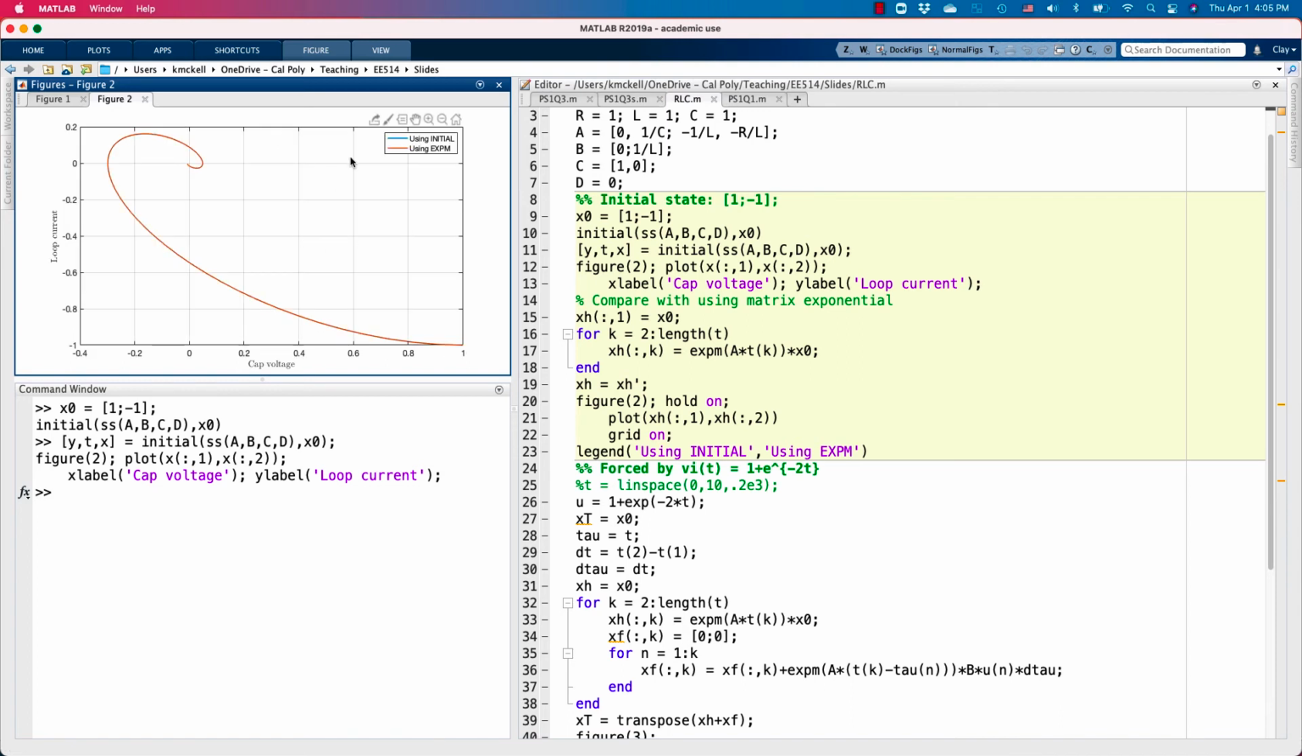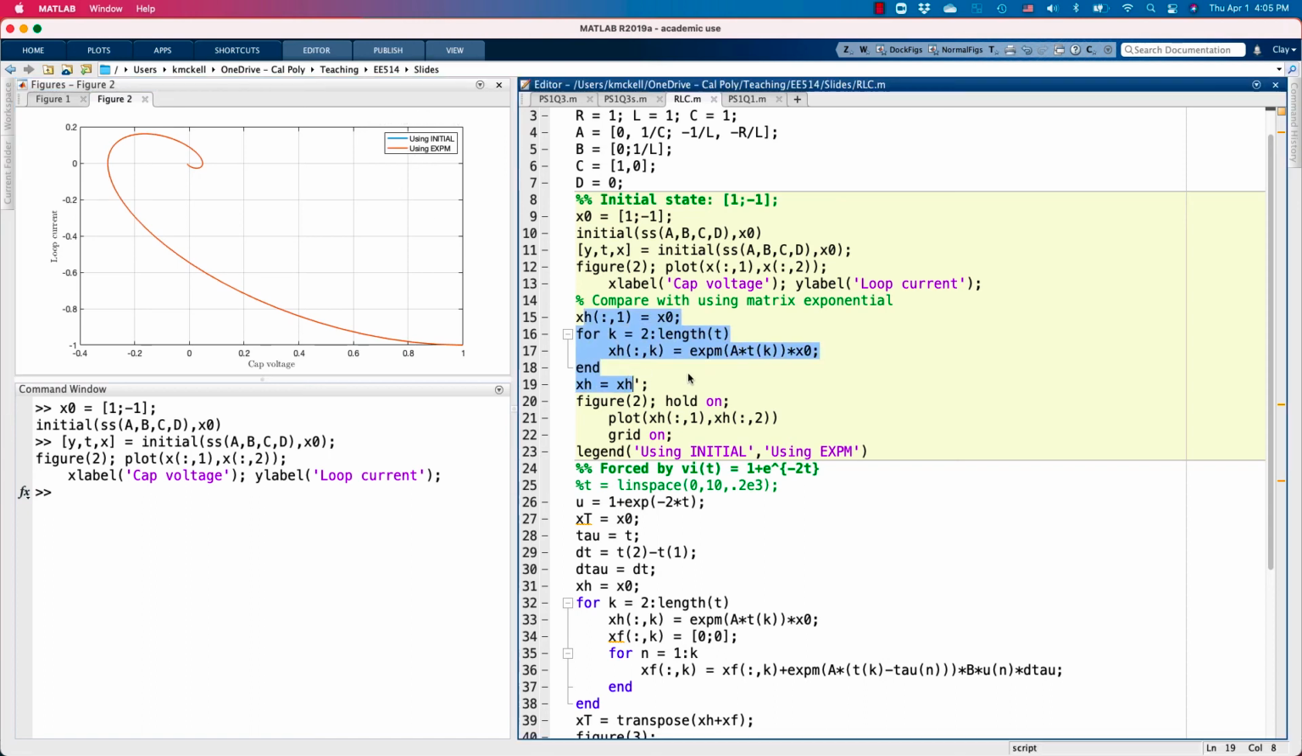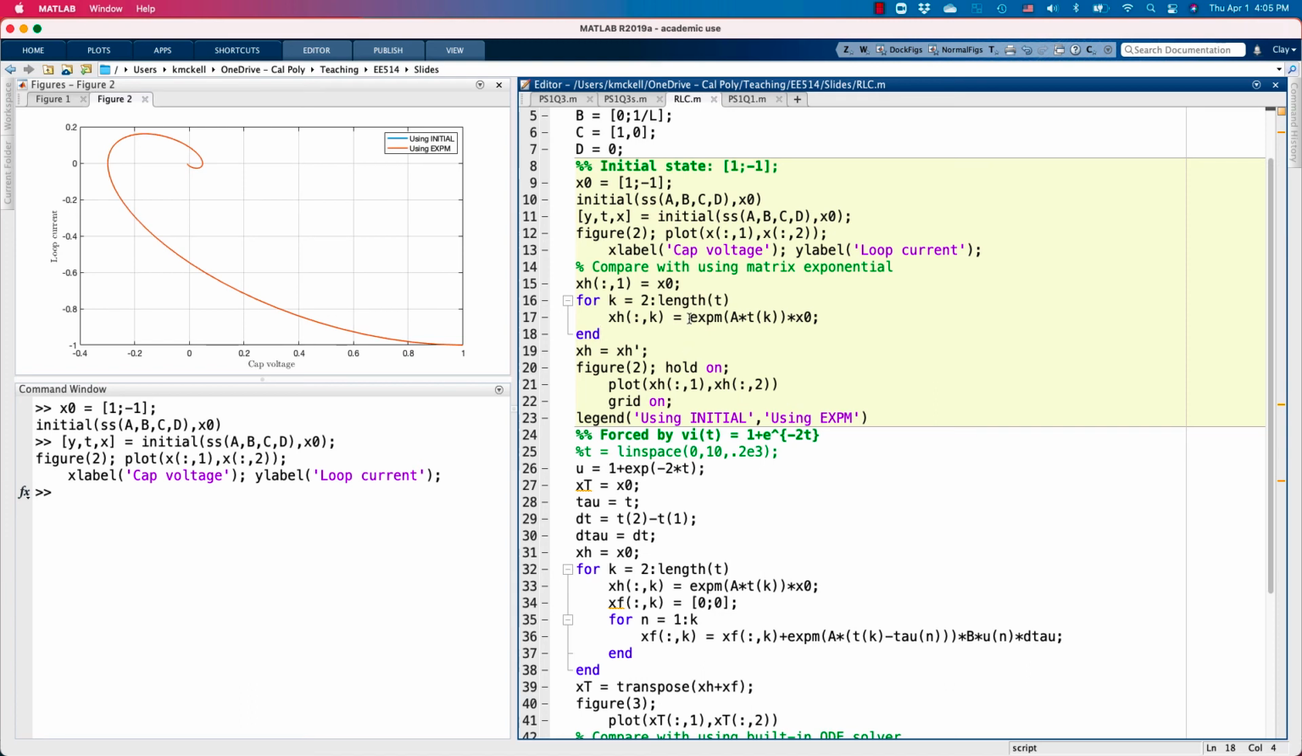And there you go. Using the initial function in Matlab, we get the blue curve, which is now completely obscured by the orange curve, which is what we get using this matrix exponential. So they're the exact same. That's why you can't see two curves. So that's kind of cool that we learned basically how to replicate a very black boxy type Matlab operation with the initial function.